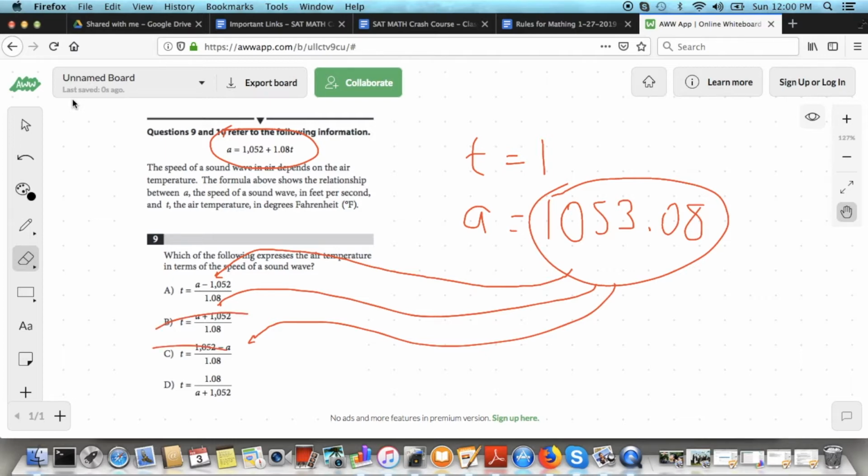Let's plug it into answer choice D, 1053.08. Plug that into the A value in answer choice D, and the same thing here. I don't even have to worry about this. I've got 1 divided by something bigger than 2,000, and it's just not going to be 1. There's no way. D is gone.